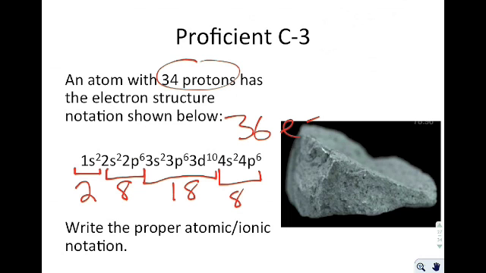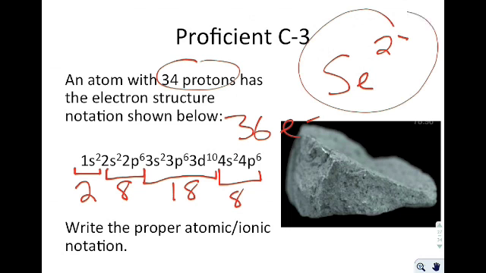So at this point you should realize that there's a difference between those two, and therefore you actually have to specify what the element is. The element that has 34 protons is selenium, Se. Whenever you look at the difference between the protons and electrons, you would say that there are 2 extra electrons, so you have 2 minus.